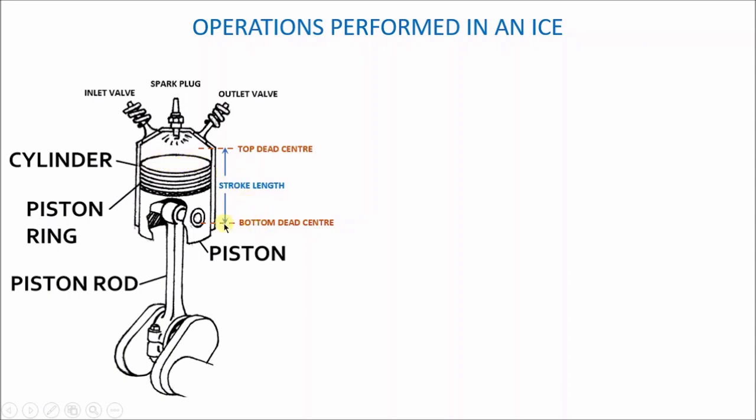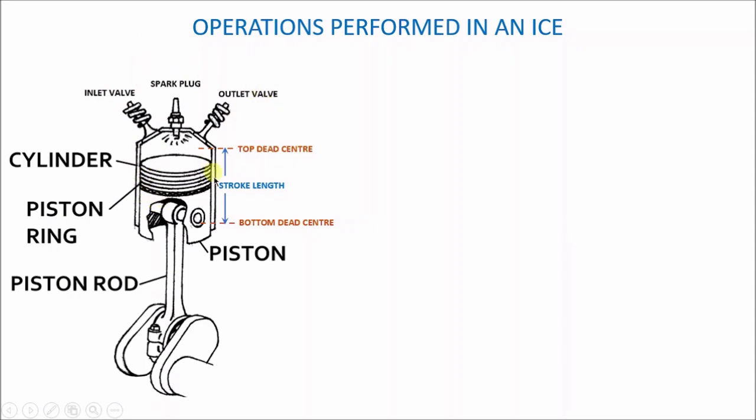And so the distance between the bottom dead center and the top dead center, this is what we refer to as the stroke length. So when we want, for instance, to find the stroke volume or the swept volume, that is the volume that the piston pushes as it moves through one stroke length, okay? Really, really important.